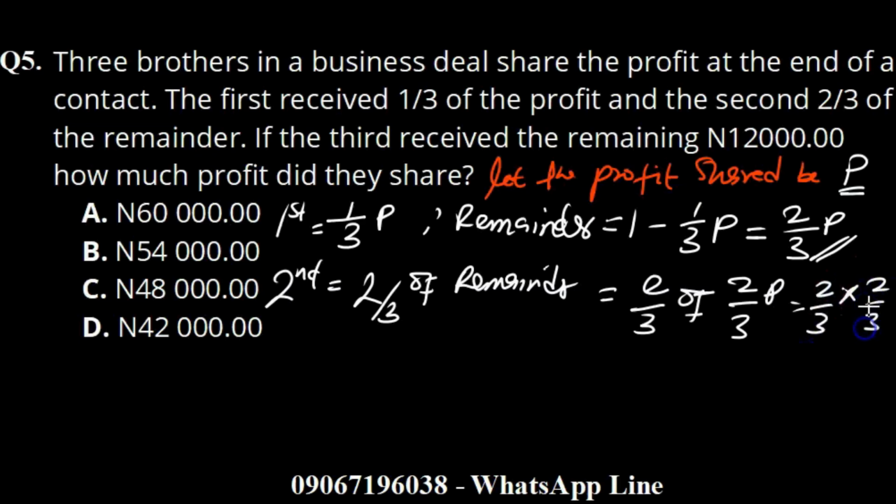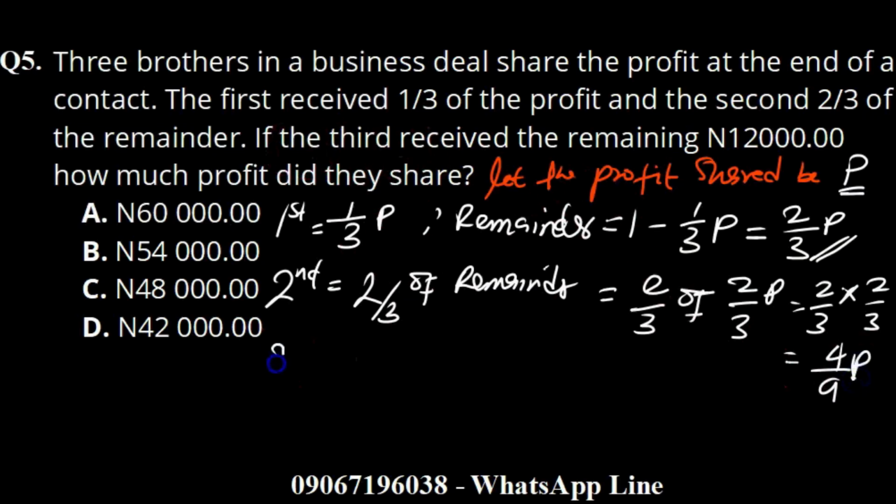So 2/3. Now what is going to give us? This is going to give us 4/9. All right, so this is going to give us 4/9. So the second person took 2/9 of the remainder. Okay, see that? So this is of the remainder.